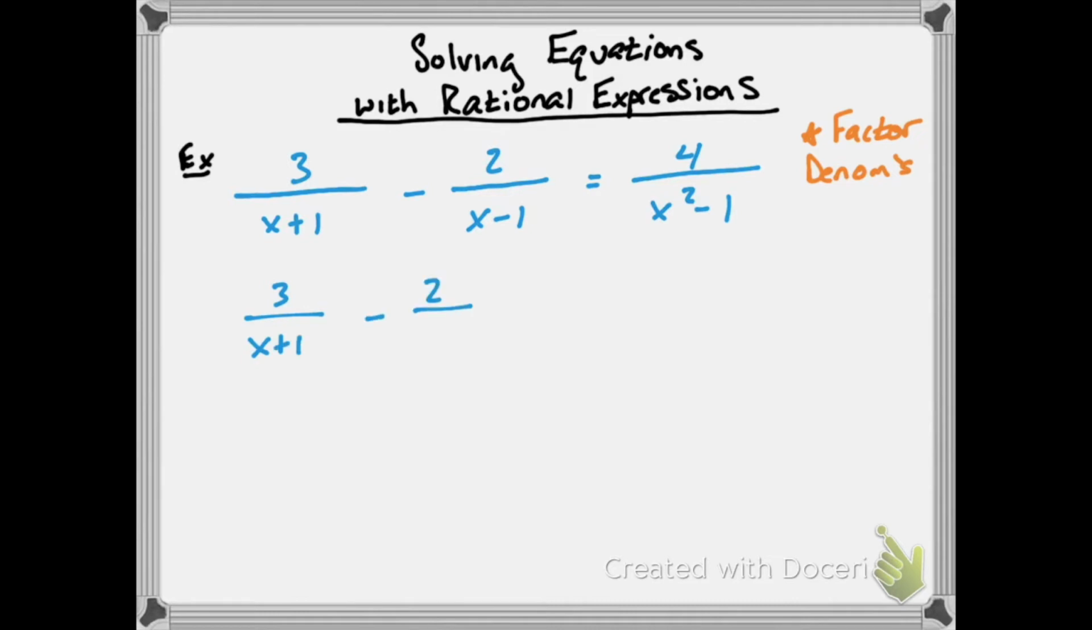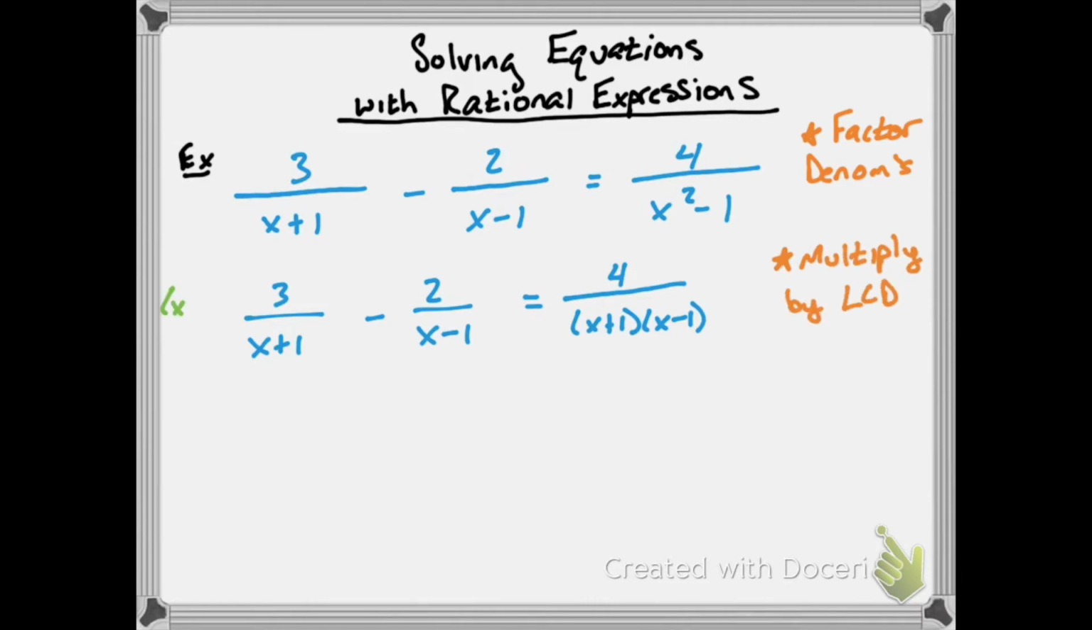In this case, it just so happens that the one on the right is the only denominator we can factor, and it'll split into x plus 1 and x minus 1. Now we're going to be better prepared to identify what the common denominator is, and once we find it, we're just going to multiply every fraction by what that is, which in this case is x plus 1 times x minus 1.